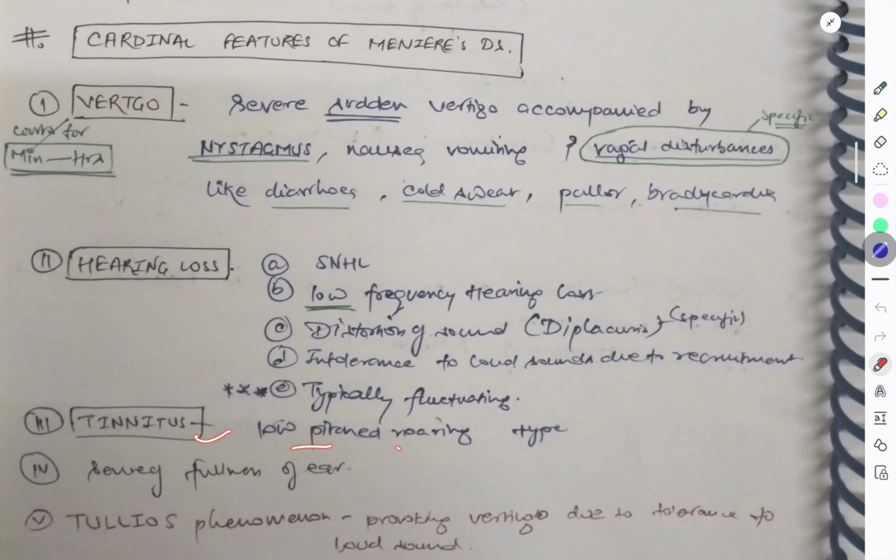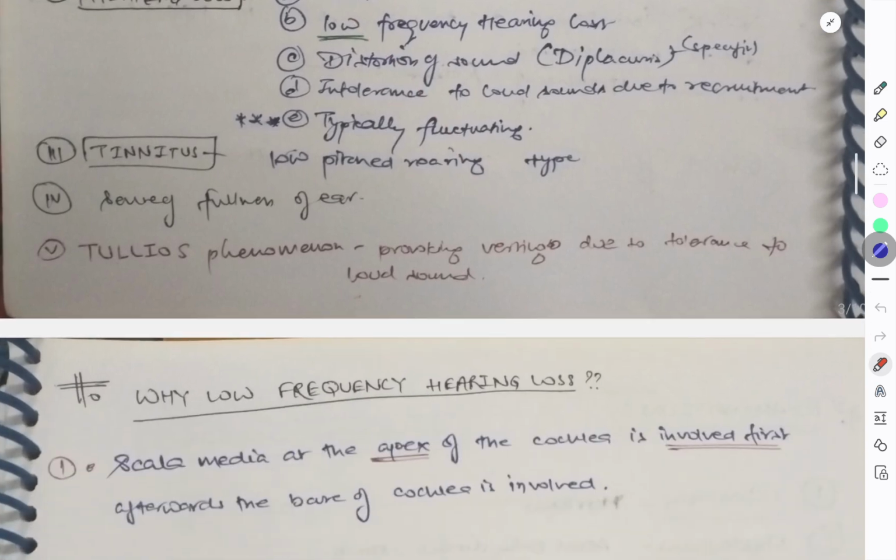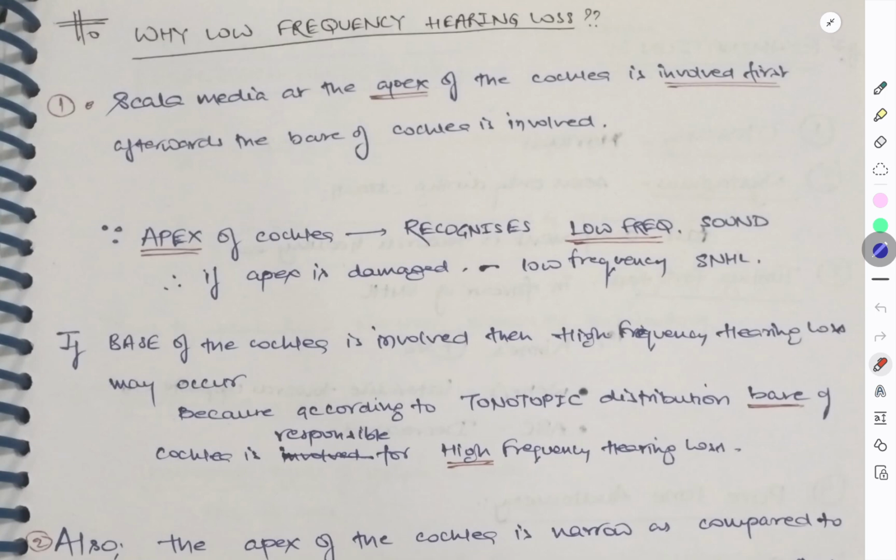Tinnitus, there is low pitched roaring type of tinnitus. Sense of aural fullness will be there. What is Tullio's phenomenon? Tullio's phenomenon is seen here, not only here but in some other cases also. It provokes vertigo due to intolerance to loud sound. So this was about the cardinal features of Meniere's disease.